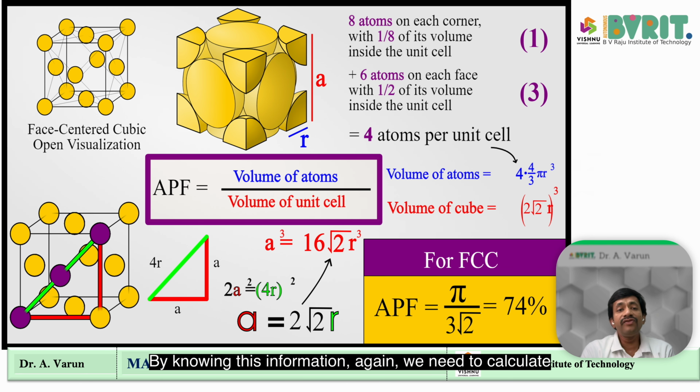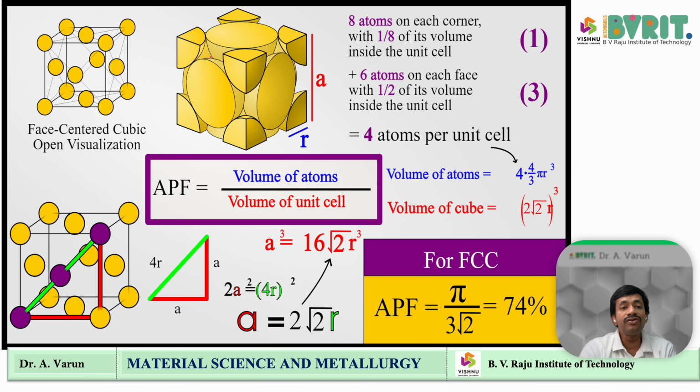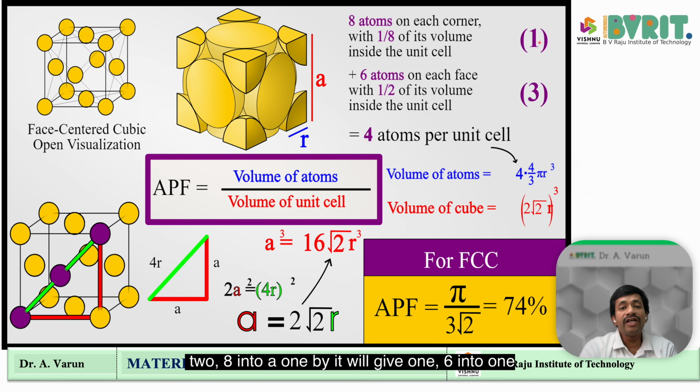Now, by knowing this information, again, we need to calculate the volume of the atoms, which is nothing but 8 into 1 by 8 corner portion. Plus, if you see closely, there are six sides. On six sides, you have half of an atom. So 6 into 1 by 2. So 8 into 1 by 8 plus 6 into 1 by 2. 8 into 1 by 8 will give 1. 6 into 1 by 2 will give 3. So 3 plus 1, 4.